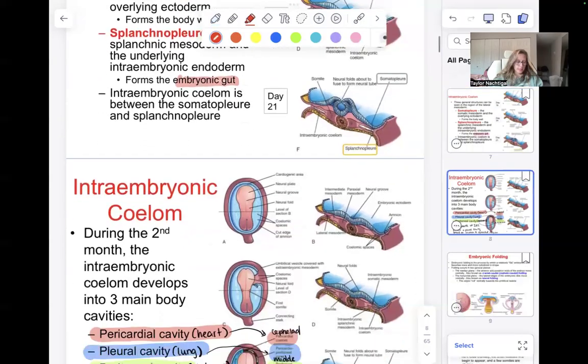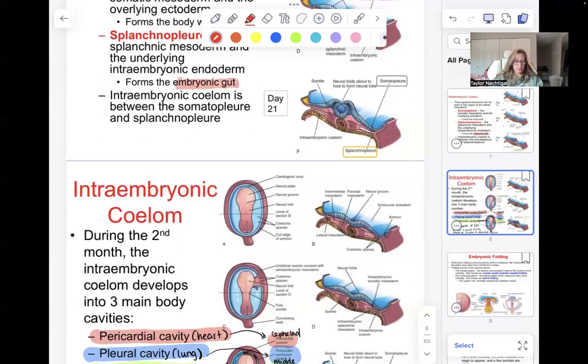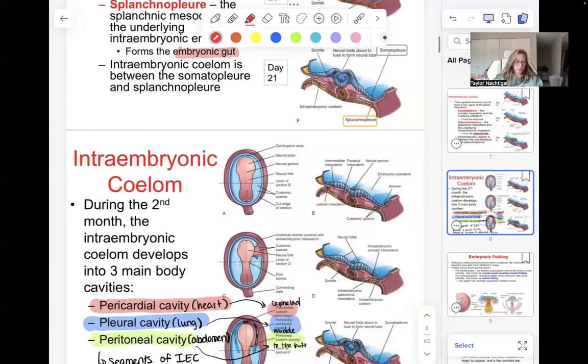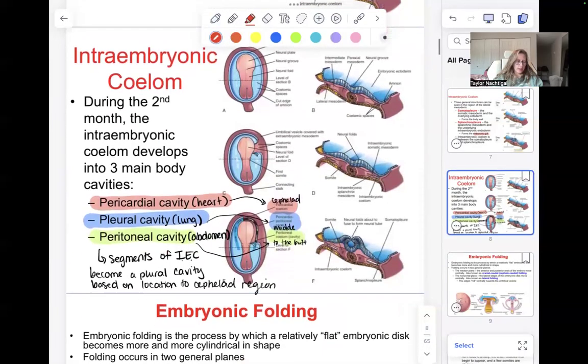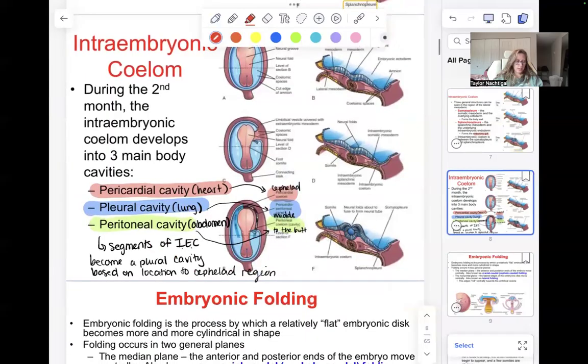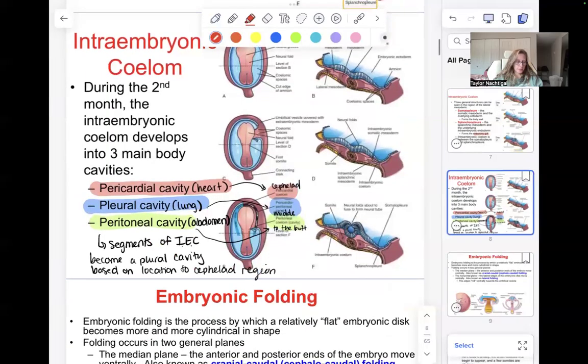The intraembryonic coelom is between the two structures, as we've already seen, pretty repetitive. Now here, the intraembryonic coelom during the second month will develop into three main body cavities. So because this is already a cavity, a fluid-filled space, it makes sense that it's going to create new spaces within the body. We typically have three sacs or cavities within the abdomen.